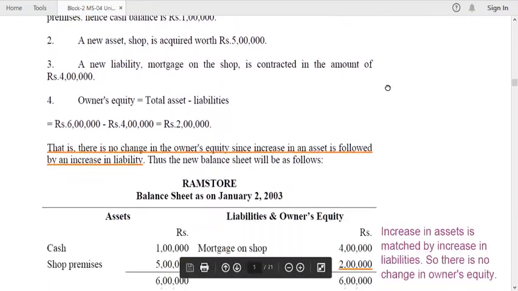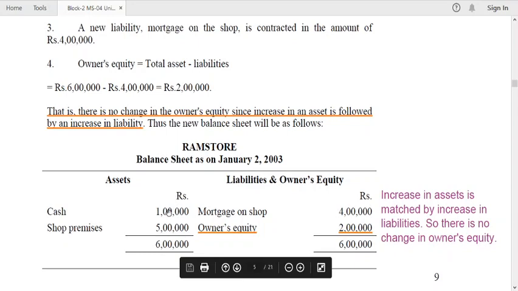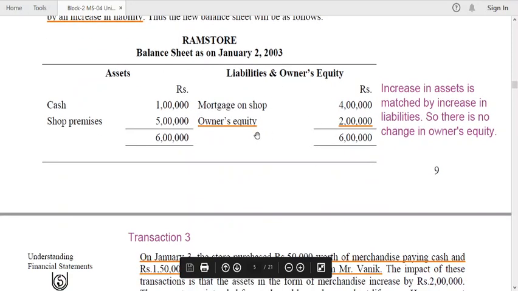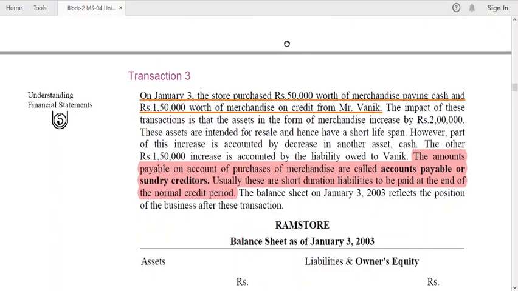Let us prepare the balance sheet at the end of the second day. Out of 2 lakh rupees, 1 lakh rupees cash is gone. So the cash balance would be 1 lakh rupees, and the asset, which is the shop, is 5 lakh rupees. Liabilities, what are the liabilities on the second day? Loan, the mortgage on the shop, is 4 lakh rupees, and the owner's equity is 2 lakh rupees. At the end of the first day also, owner's equity is 2 lakhs, and the second day also, owner's equity is 2 lakh rupees. Here, the owner's equity has not changed because an increase in assets of 5 lakh rupees is matched by an increase in the liability.